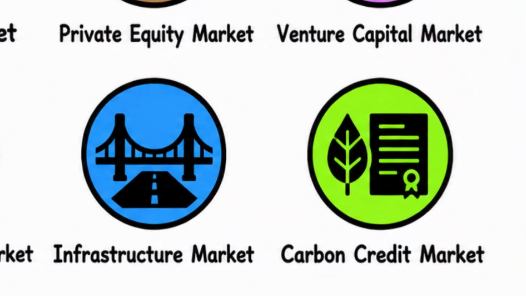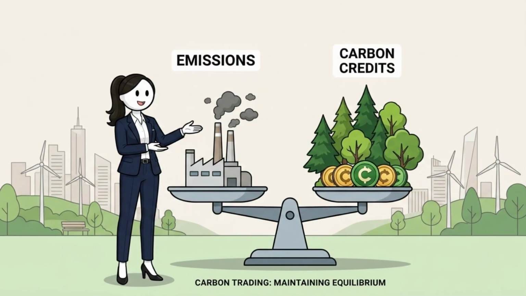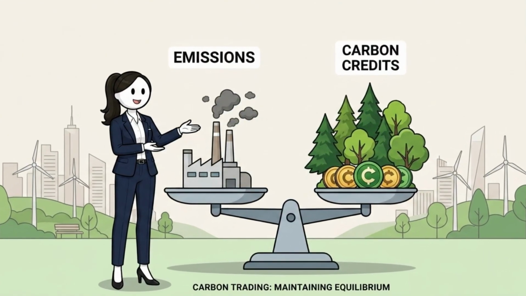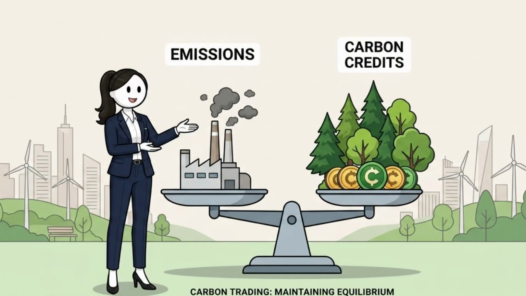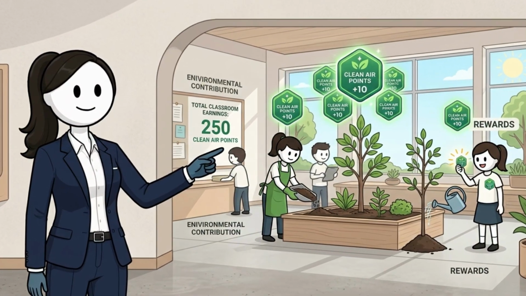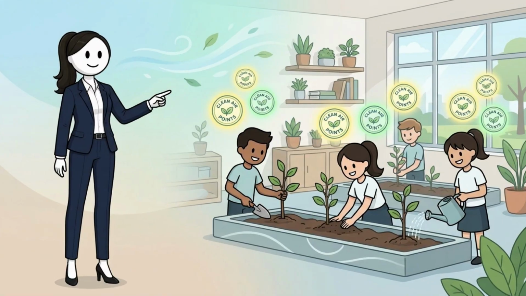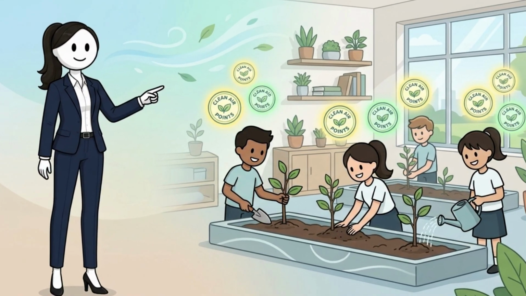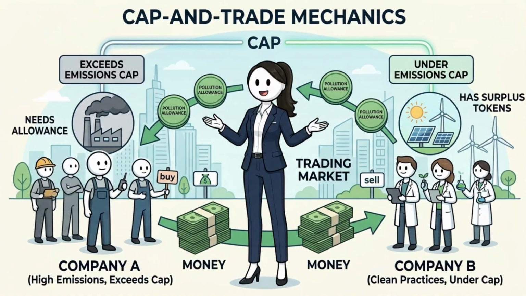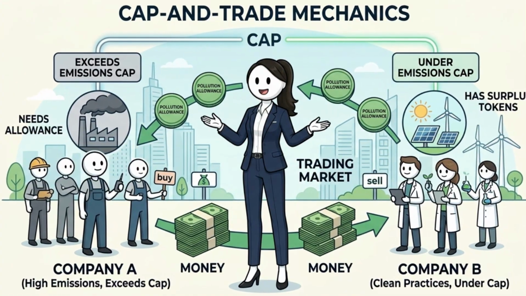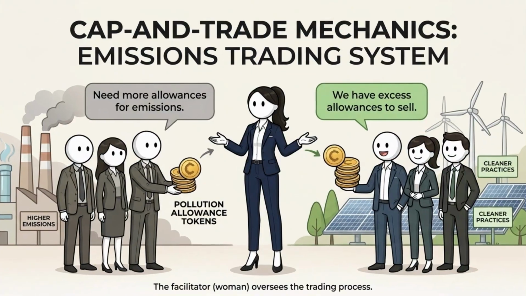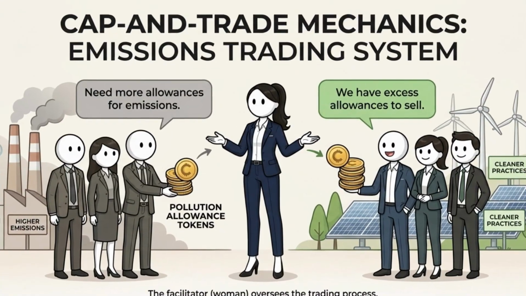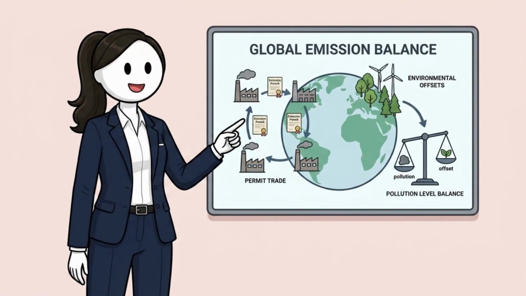The carbon credit market. The carbon credit market is where companies buy and sell permission to produce pollution, while others earn credits by helping the environment. For instance, imagine your class gets clean air points for planting trees. A class that makes too much mess has to buy points from the classes that kept things cleaner. That's the basic idea behind carbon credits, and that's what carbon credit market is and how it works.